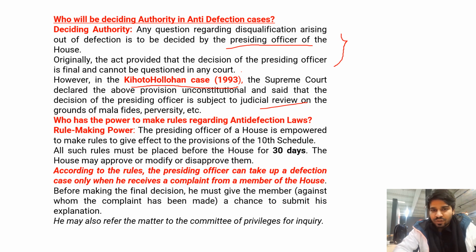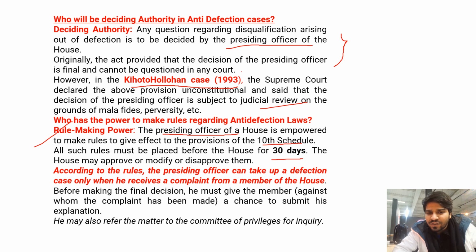Who has the power to make rules regarding the anti-defection law? The presiding officer of the house is empowered to make rules to give effect to the provisions of the 10th Schedule, right? All such rules must be placed before the house for 30 days. It must be placed before the house for 30 days, right?